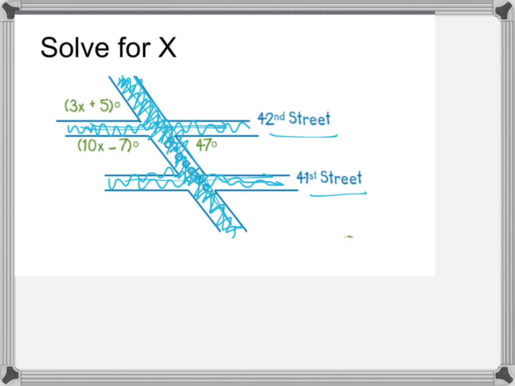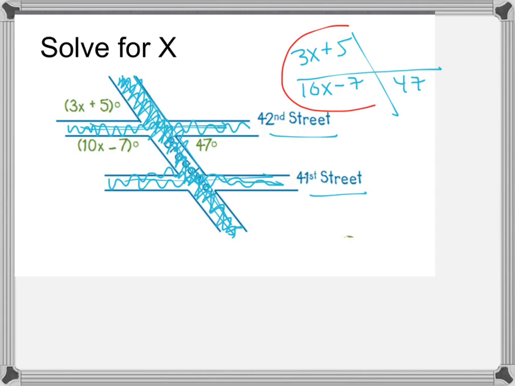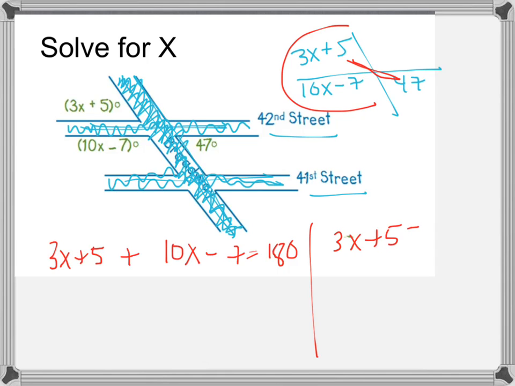Broadway runs so that it's a transversal between them, which we haven't defined yet in this lesson, but we can just see this situation right here. If we have Broadway here and 42nd Street there, and this is 3x plus 5, and this is 47, and we have 10x minus 7. There are a couple of different ways that we can solve for x. First of all, we know that these two things are a linear pair, so we know this property. And we also know that these are vertical angles, so we know this property. I'm going to solve this other one right here.